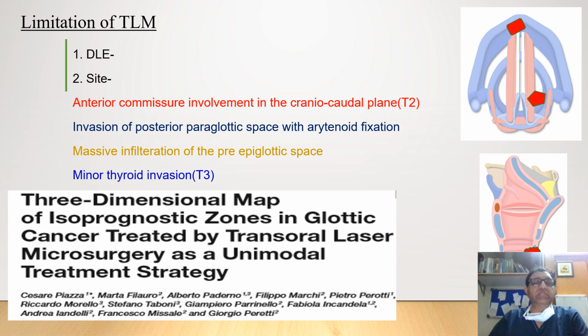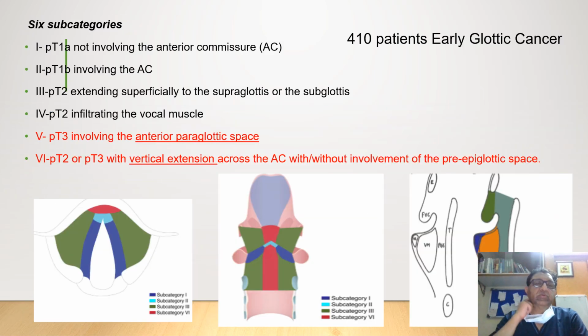On these grounds, the University of Brescia and University of Genova have designed a three-dimensional map of isoprognostic zones in glottic cancer treated by transoral laser surgery as a unimodal treatment strategy, and they have divided the glottic area into 6 zones, 6 subcategories. Stage 1 is PT1 not involving the anterior commissure, T1B involving the anterior commissure, and PT2 that is extending superficially to the supraglottic or the subglottic.